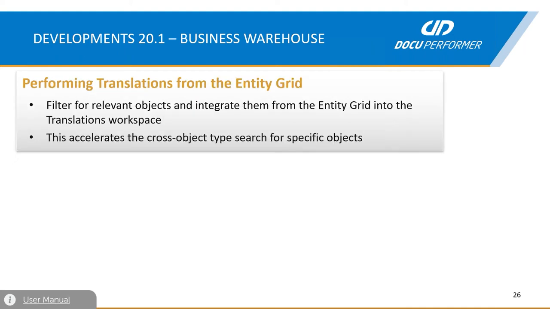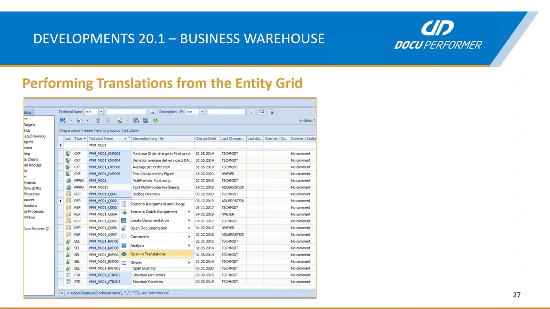For translation, we also did some additional improvements. If you're not familiar, this is the module which allows you to translate metadata descriptions in a mass functionality based on a dictionary. And it's now possible to add objects straight from the Docu Performer entity grid to this translation add-on. This means you can use the full functionality of the grid with all its filters. You can select multiple or single objects, and by a context menu, you can simply add them to the translation module to translate the metadata descriptions in whatever is needed.